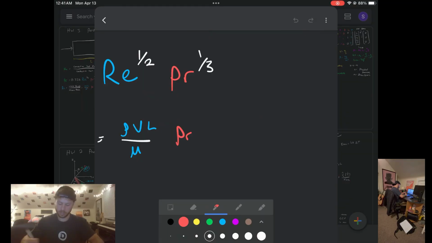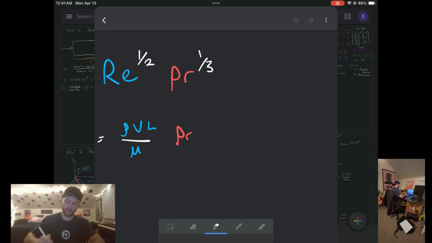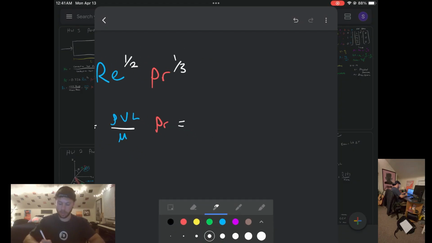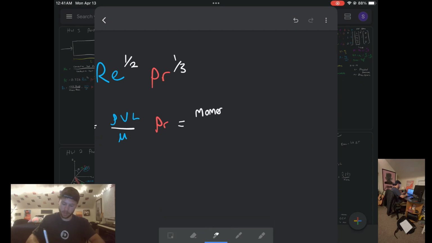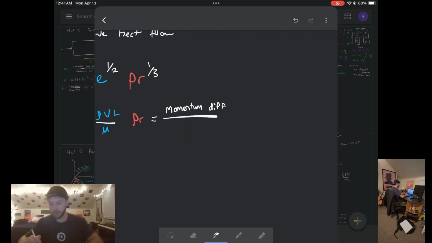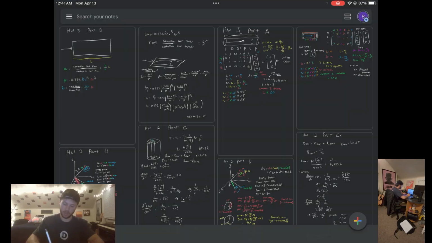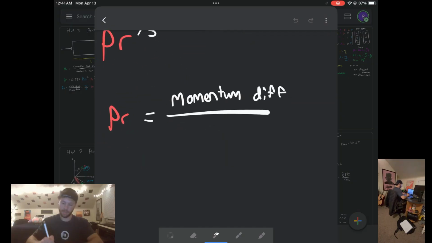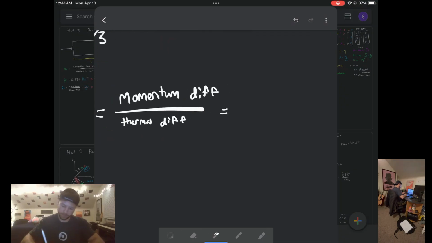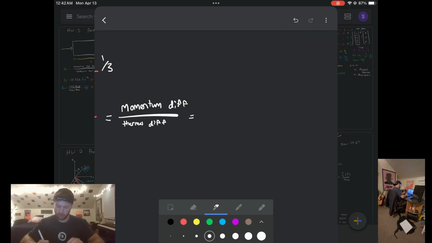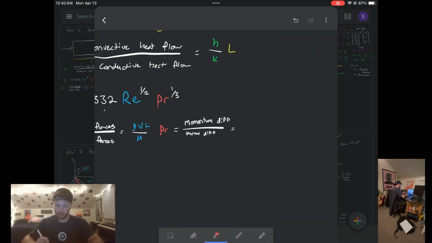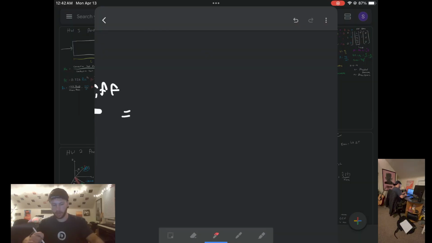Our Prandtl number will tell us the ratio between our momentum diffusivity and our thermal diffusivity. So we discovered that our thermal diffusivity can be described as our thermal conductivity divided by our heat capacity times density.